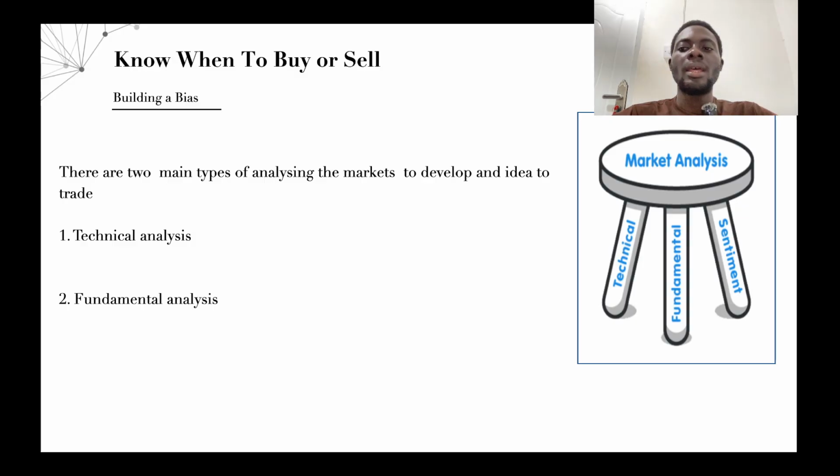I mentioned earlier there is sentiment analysis, but it's very irrelevant to us. But then there's a way it can aid your technical and fundamental analysis in order to build a bias, and I'll explain that too so that everybody is aware of what actually goes on. Yes, so there are 2 main types of analyzing the markets to develop an idea to trade. The first is technical analysis. The second one is fundamental analysis. Let's go straight into it.